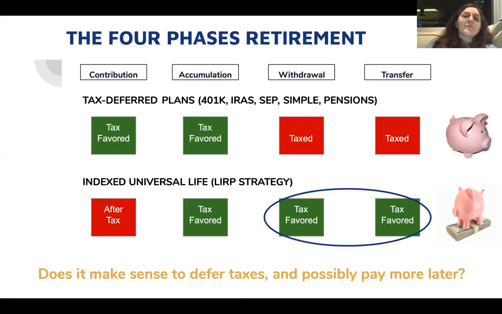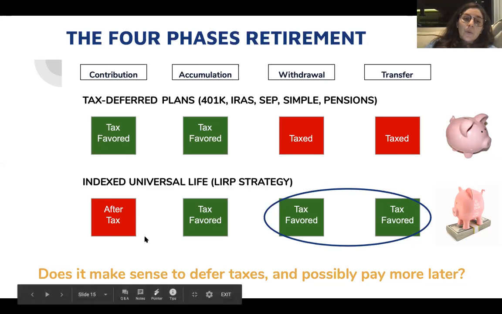Now, on tax-deferred plans, which are the qualified accounts like 401ks, IRA, SEP, simple pensions, these two phases are tax favored, because you're not paying taxes on that money. Actually, it's giving you a tax benefit. Probably you heard your CPA or your tax preparer say, hey, open an IRA so you can save some taxes today, because they're tax favored through the contribution and the accumulation. But you're taxed in the withdraw phase, and the transfer phase too, because they also pay taxes when you transfer that money.